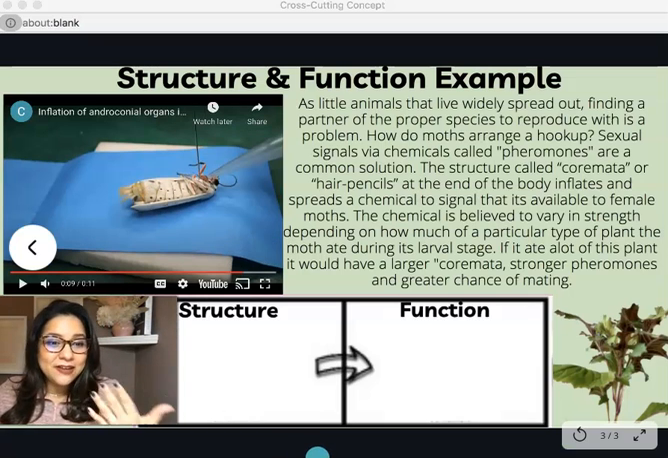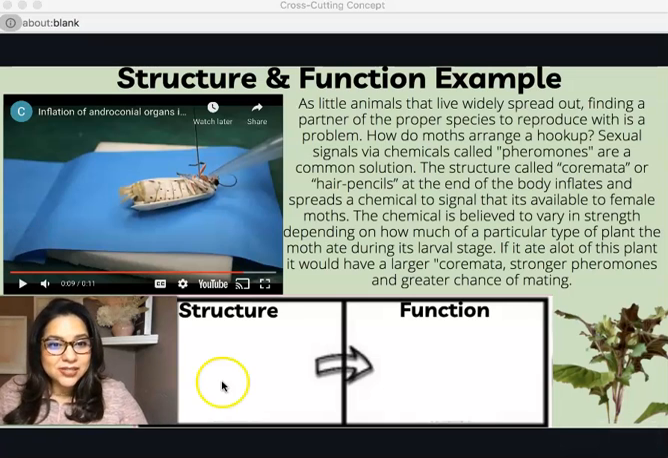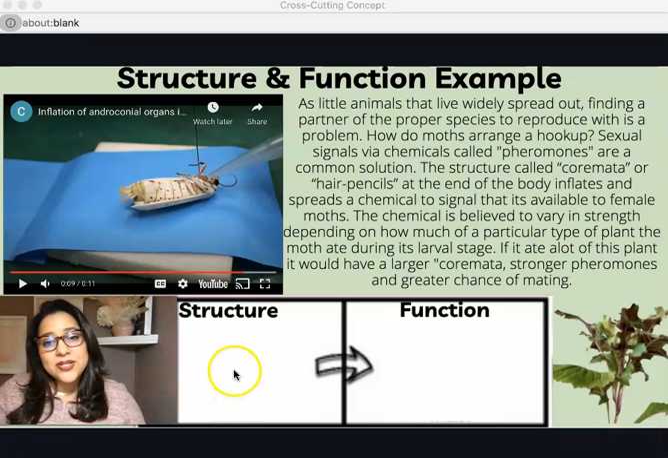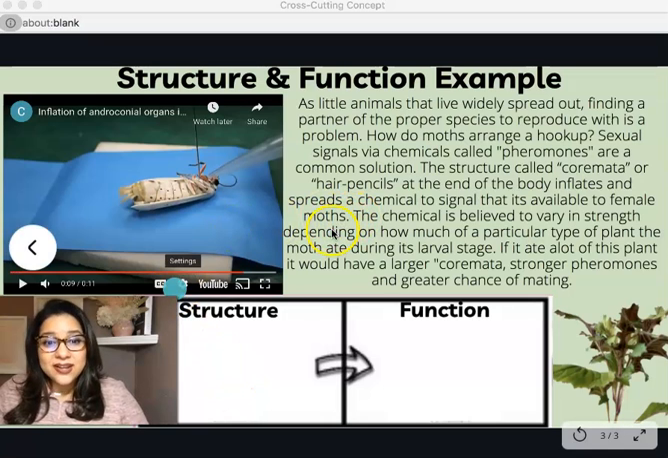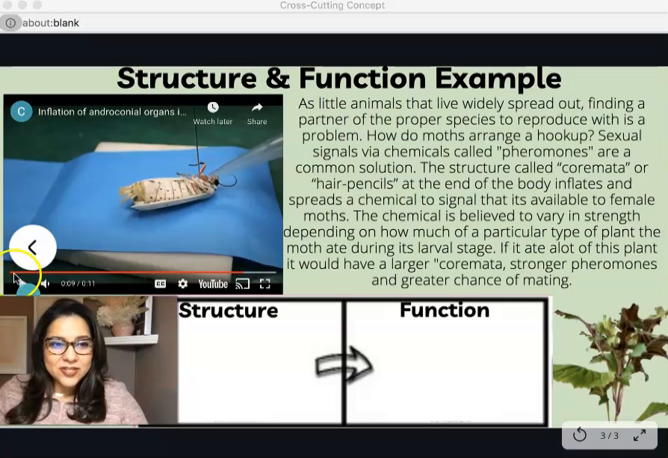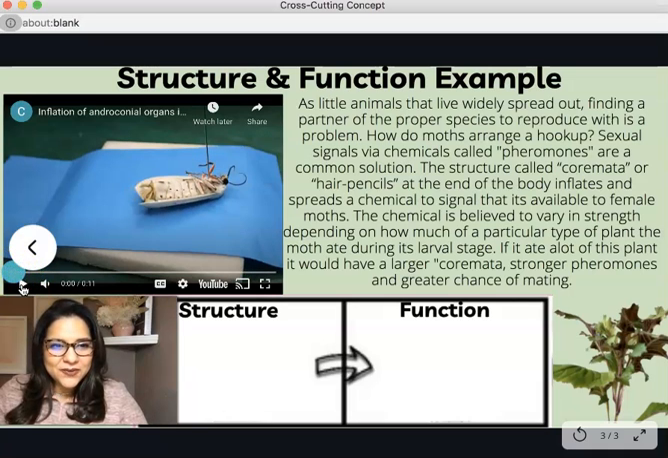So I'm going to play a video that will enable you to make observations about its structure. And then I'm going to follow up with a reading where you're going to gather data on that structure's function. So let's go ahead and play the video. Enjoy.